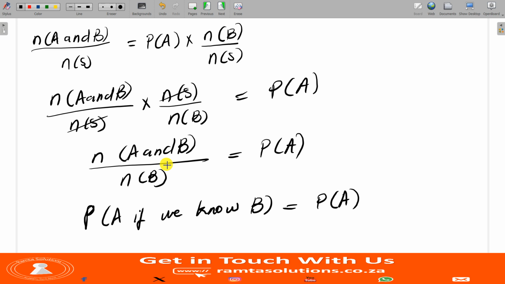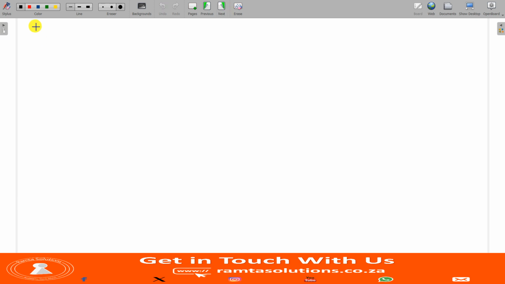Happy? Perfect. Now, let's try examples. Remember, guys, to prove that events are independent, you need to show that the probability of A and B is equal to the probability of A times the probability of B.